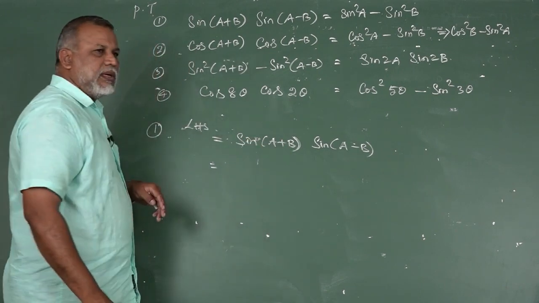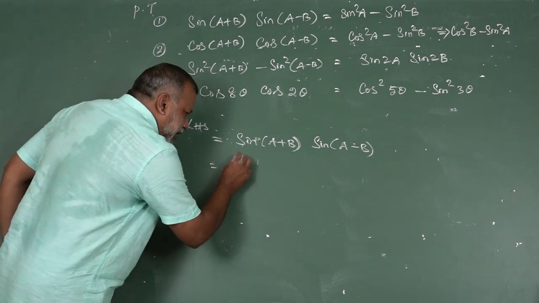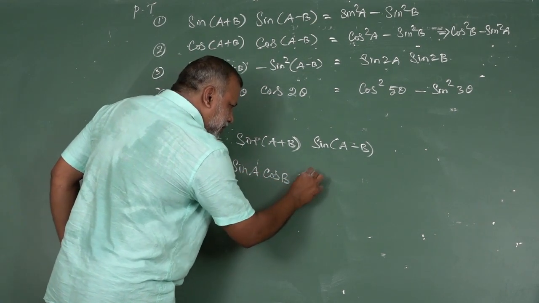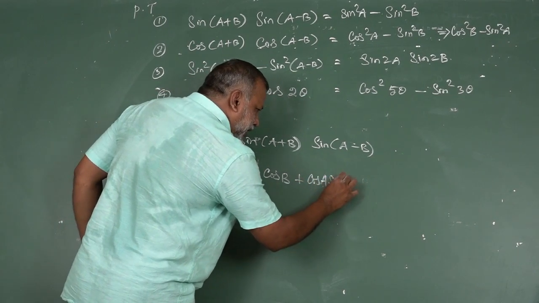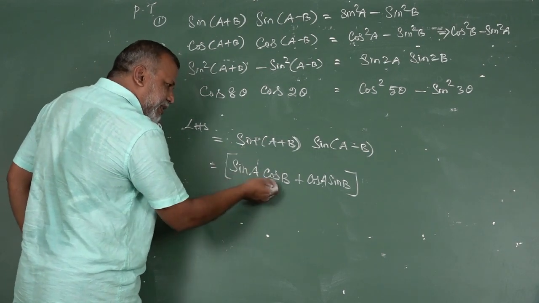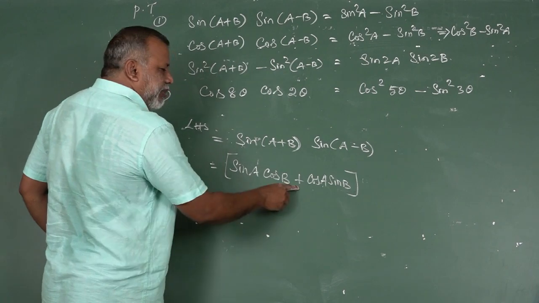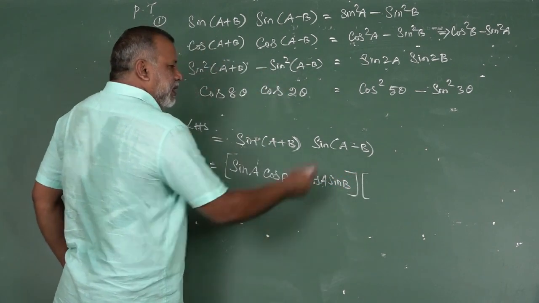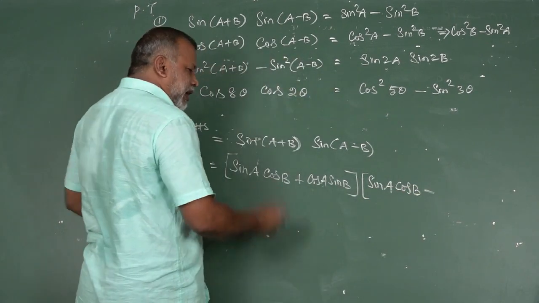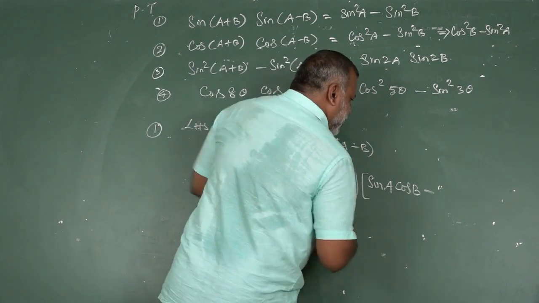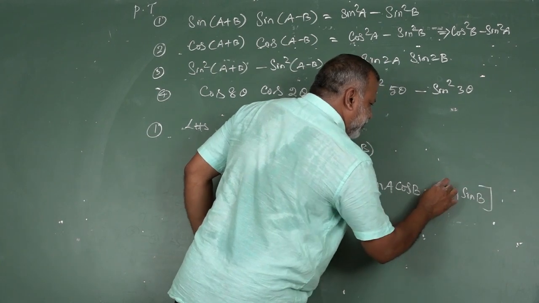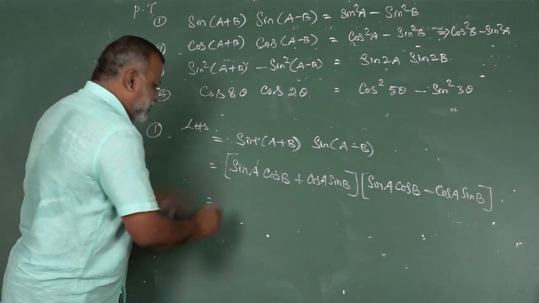Sin of A plus B. What is the general formula for sin of A plus B? Sin A cos B plus cos A sin B. Keep it in memory: sin of A plus B means starting from sin A cos B, then interchanging to cos A sin B, with addition in between. Now the same for A minus B: sin A cos B, with a negative symbol in between. That's our only difference: minus cos A sin B.